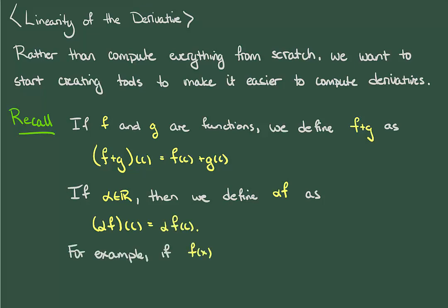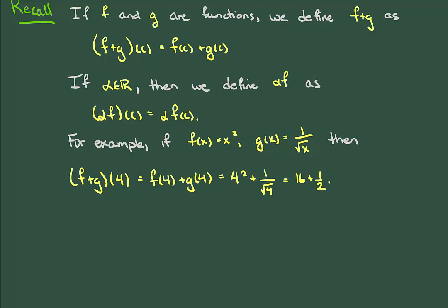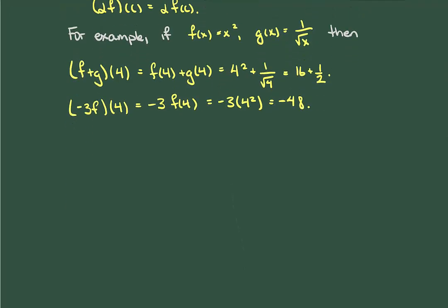Concretely, let's take f of x to be x squared and g of x to be 1 over root x. Evaluating their sum at 4, we evaluate each function separately and add them together. Now, I'm not going to simplify this anymore since I'm just showing you how this works. If we do negative 3 times f, also evaluated at 4, we'd compute negative 3 times f of 4, giving negative 48.